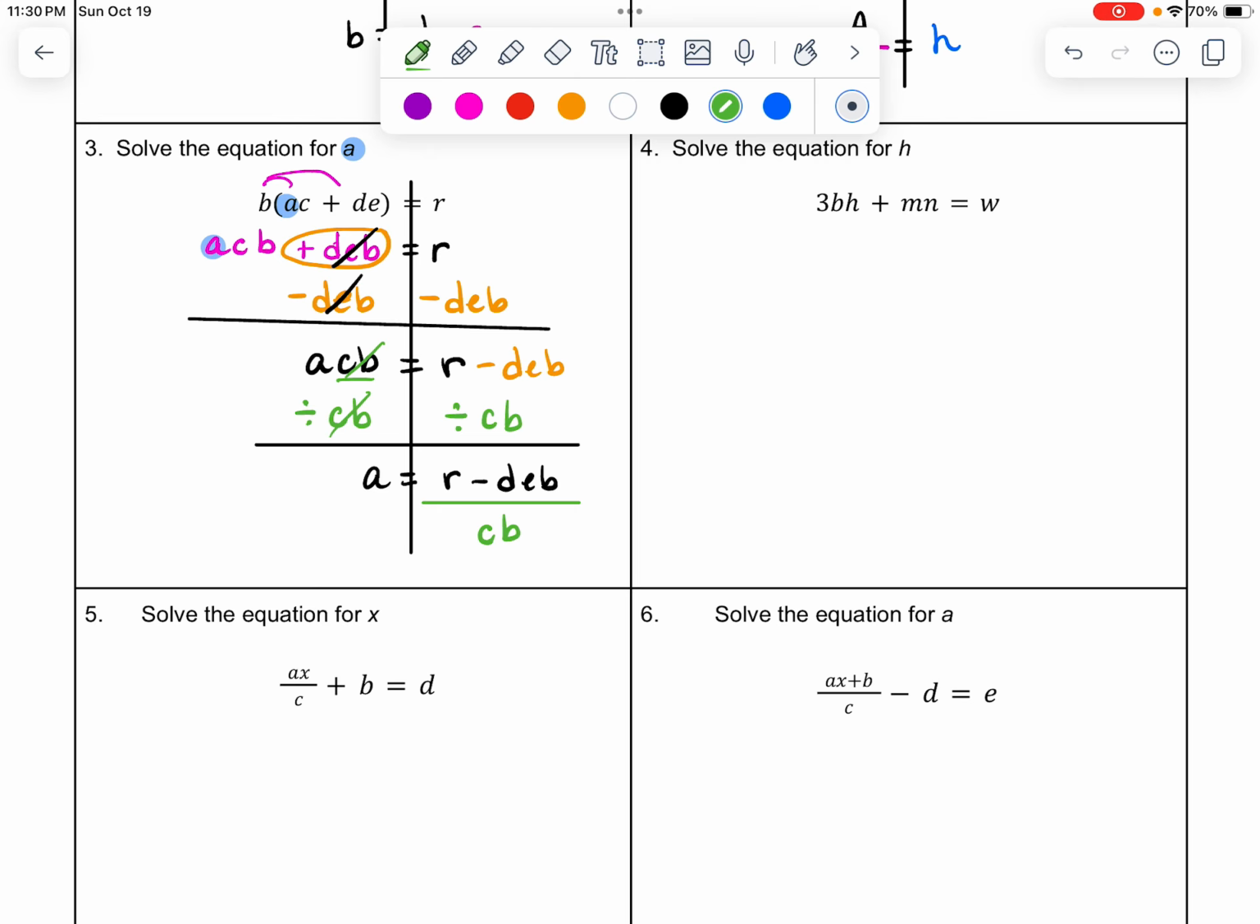And I'm done. For problem number 4, it says in the directions that we're trying to solve for H. So we're going to draw our line, and then we're going to try to get H by itself. The first thing I'm going to do is I'm going to try to get rid of this MN. It's a separate term here. So I'm going to subtract the MN. When I do that, I get 3BH equals, now again, these are not like terms, so I'm just going to copy them both down. W minus MN.